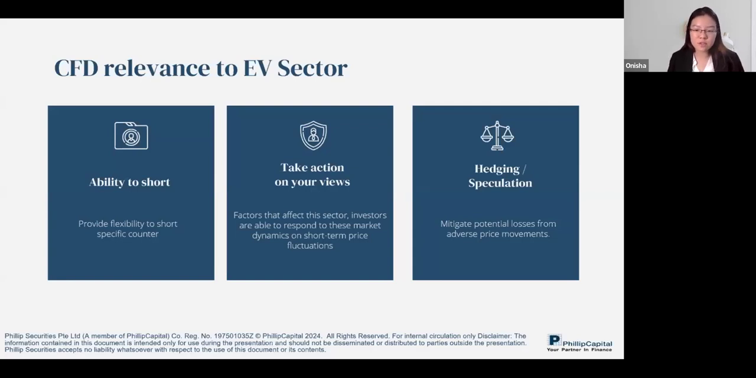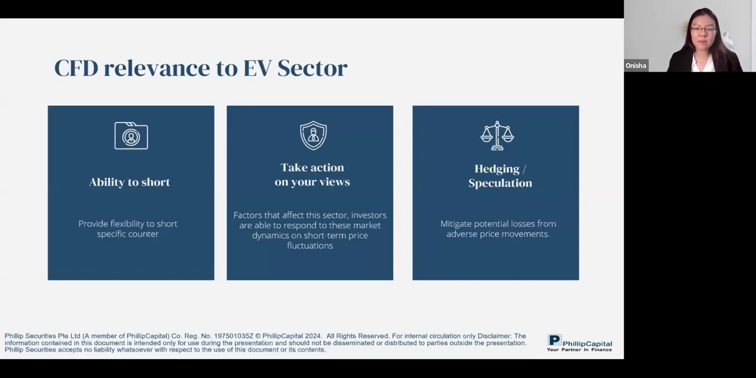The next thing is to take action on your view. The EV sector is subject to quite a lot of market volatility. For example, for Tesla, one announcement from Elon Musk can move the market. It can also be influenced by a few other factors in this market: government policies, tech advancement, or a shift in public perception.